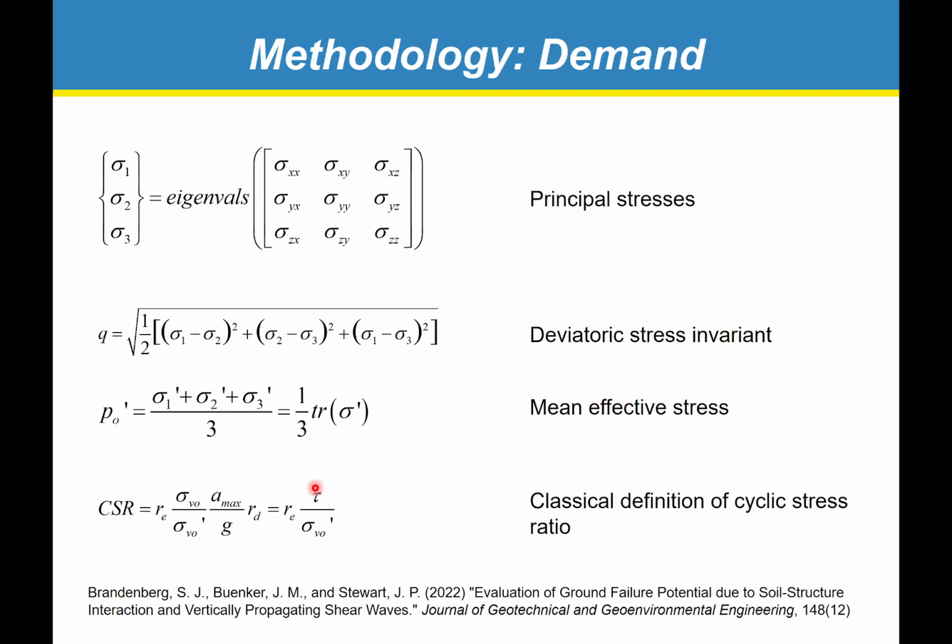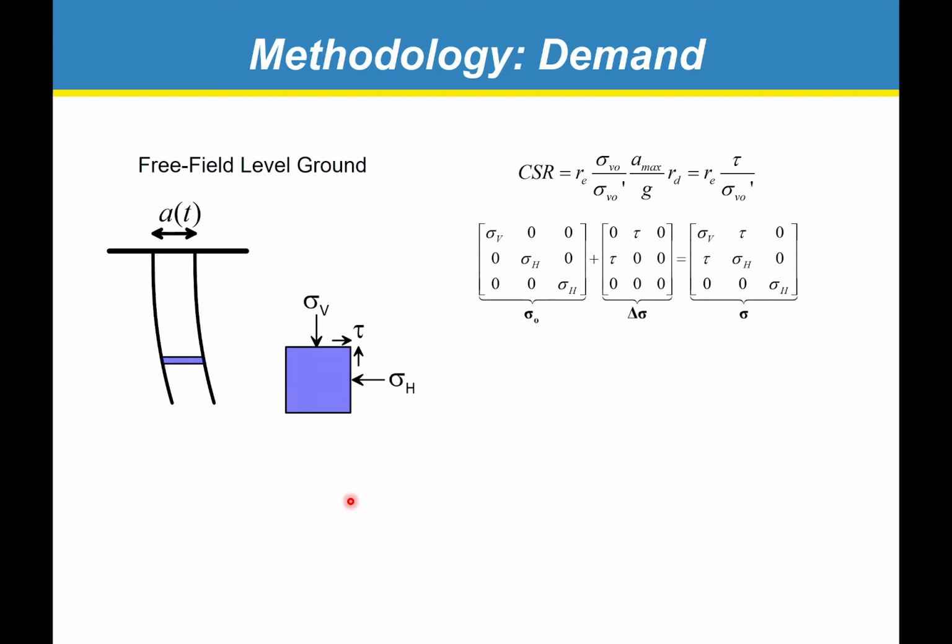And so we have to replace the tau and the sigma V naught prime, because these are individual stress components. They may not correspond very well to a more complicated stress path. So the way that we do that is to derive Q and P naught for free field level ground conditions, so that our CSR definition is exactly the same as the classical definition of CSR in the free field for vertically propagating shear waves. So here's our definition of CSR.